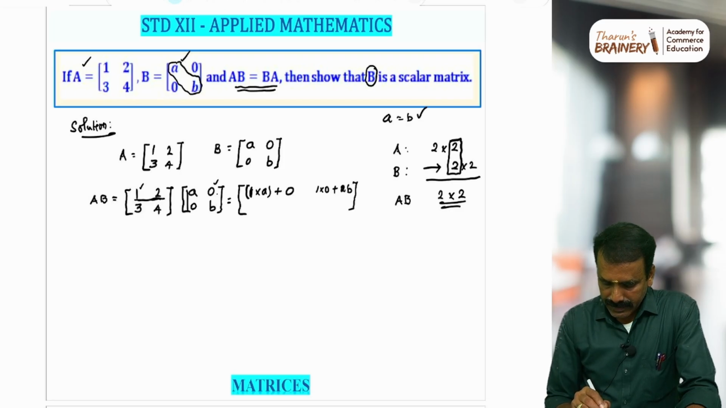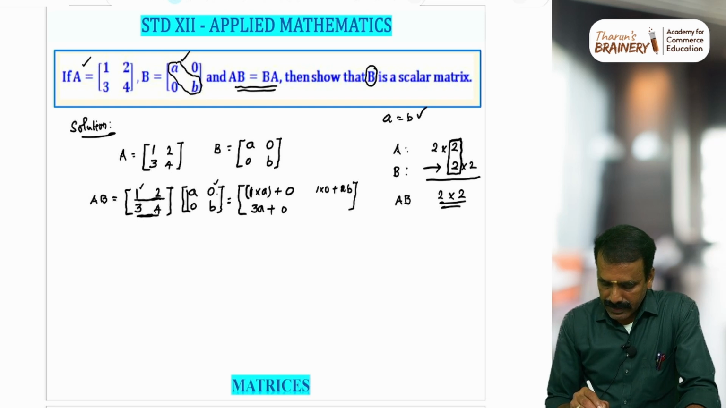Then we multiply the second row with the first column. What will you get in that case? 3 into A, 3A, plus 4 into 0. It is going to be 0 again.